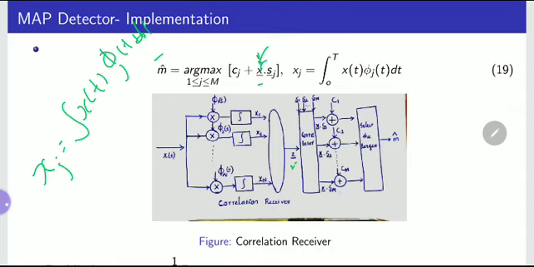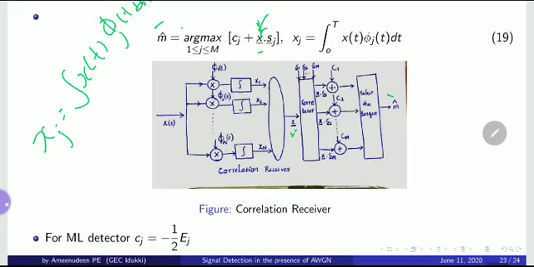Now you have to add Cj. It is also added, and then we will select the largest, the maximum, and that is mk. So this is the very famous correlation receiver. This correlation receiver is actually implementing our MAP rule. For the ML rule, the diagram is the same. There is a change in Cj.